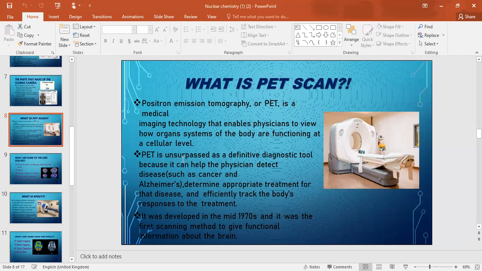Positron emission tomography is unsurpassed as a definitive diagnostic tool because it can help the physician to detect diseases such as cancer and Alzheimer's disease, determine appropriate treatment for that disease, and efficiently track the body's response to the treatment. It was developed in the 1970s and it was the first scanning method to give functional information about the brain.